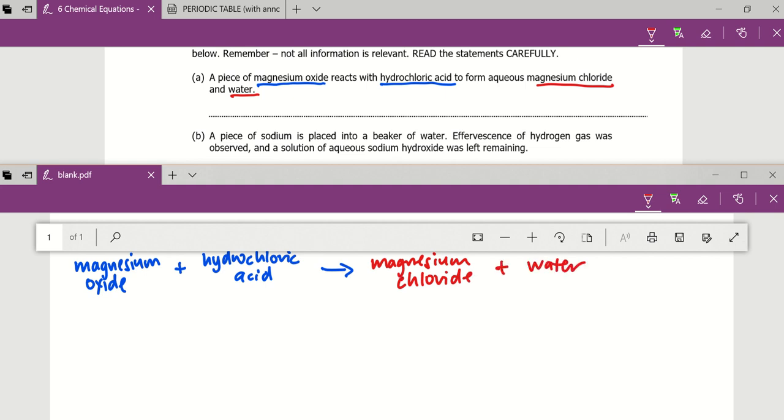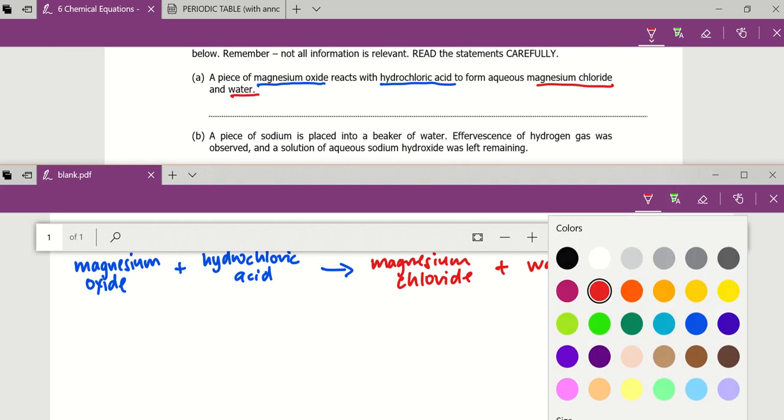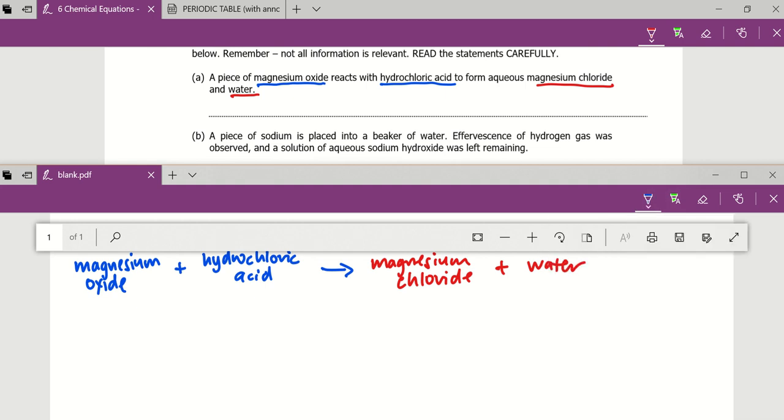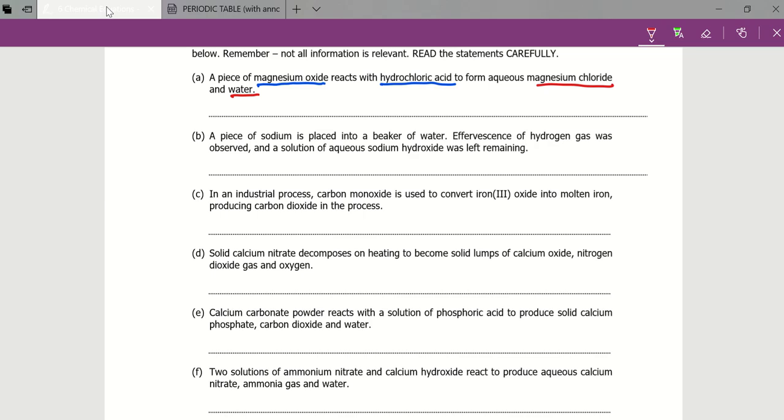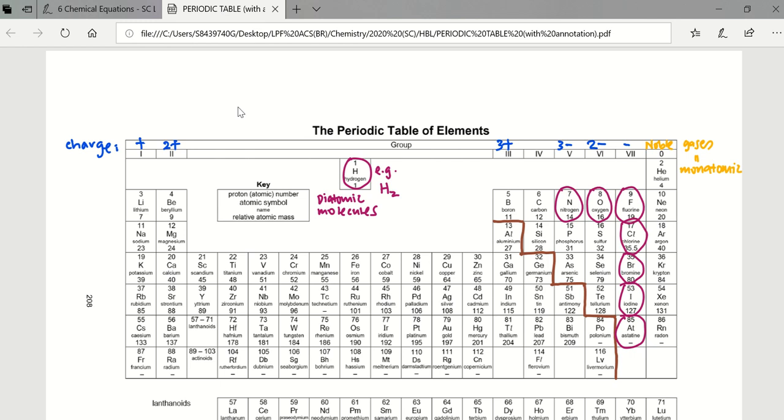Okay, let us convert this into its chemical formula now. For magnesium oxide, the very first one, this is an ionic compound, so let us look at the periodic table. Magnesium is found in group 2, so it is an ion with a charge of 2 plus. Oxide, it ends with IDE, so it is an ion of oxygen with a charge of 2 minus.